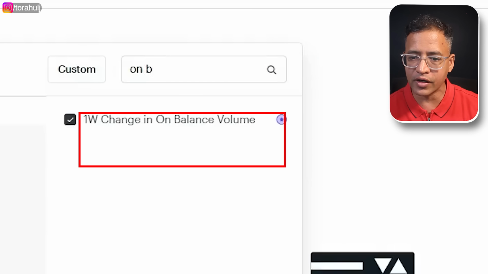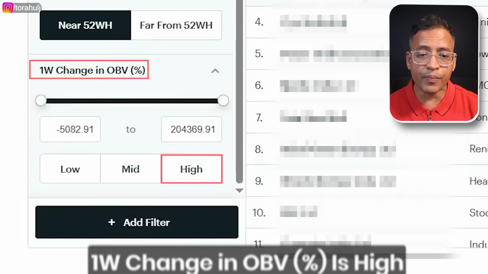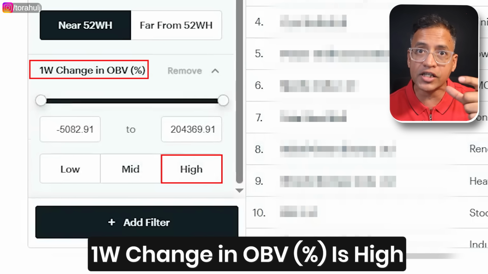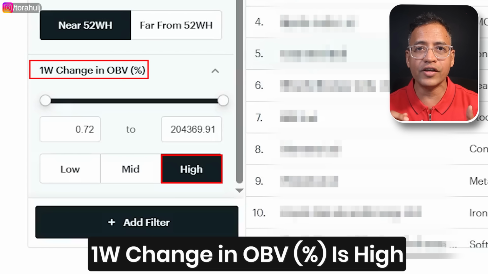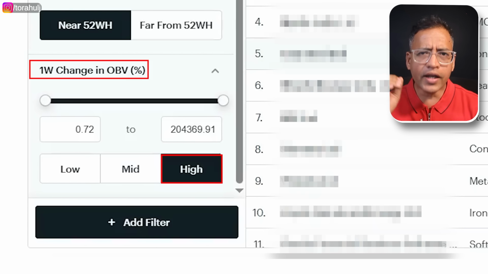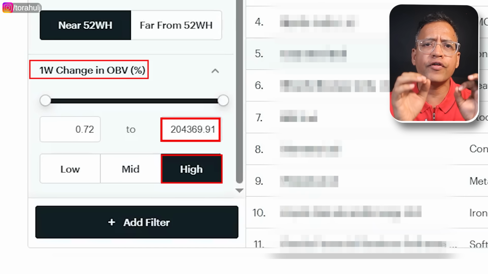So if I add that up here and we say that give me only those companies where the on balance volume change in percentage is high, meaning that these companies are showing very, very strong volume confirmation in addition to being very, very close to 52-week high. I hope you get these two technical indicators right. These are very, very solid indicators that we need to use. Now, it doesn't mean that these are the only indicators you can use, but definitely by using these two technical indicators, you are going to get a lot of good shortlisted companies out which are showing momentum.